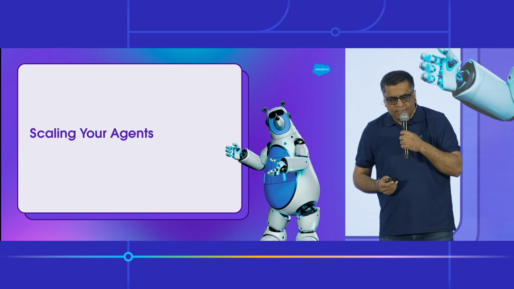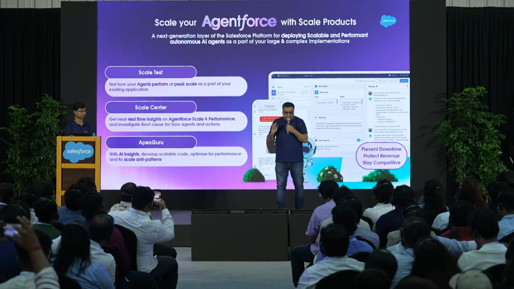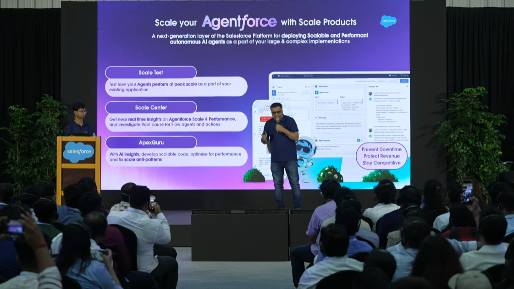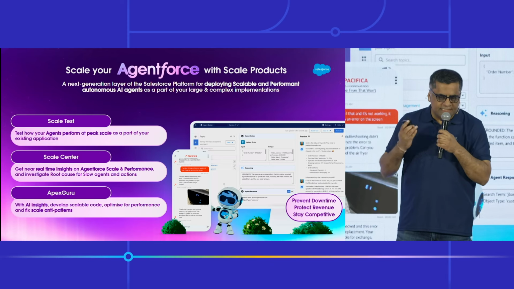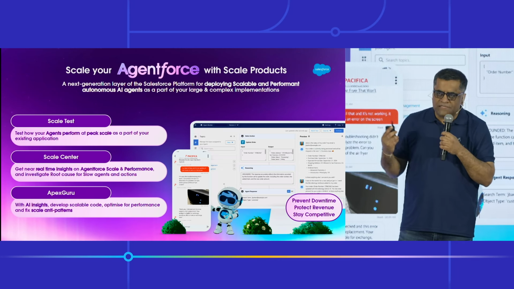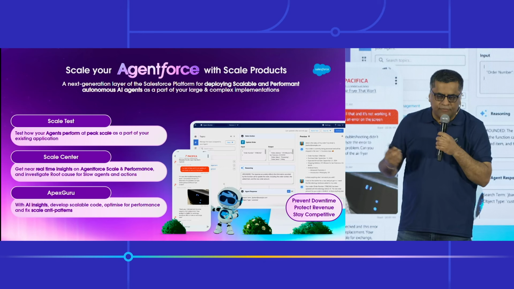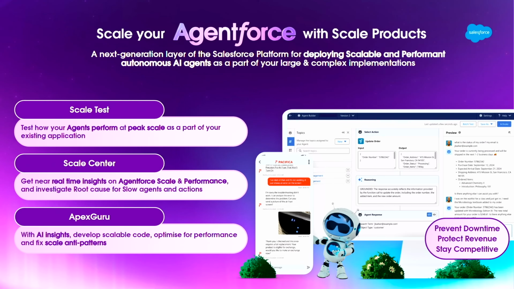How do you scale your agents? We will not show a demo of this because this itself will take 30 minutes. But there are products called Scale Test, Scale Center, and Apex Guru, which are not very well publicized. There are sessions on this at TDX as well. Scale Test shows how your agent performs at peak scale. You can simulate that environment. Scale Center gives you a lot of real-time insights on Agentforce scale and performance. Apex Guru is a tool which gives you insights into patterns, anti-patterns, and best practices.